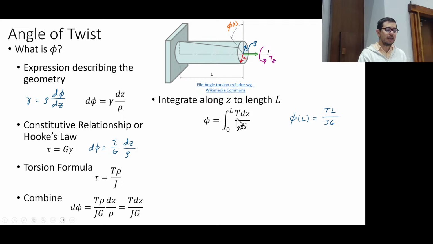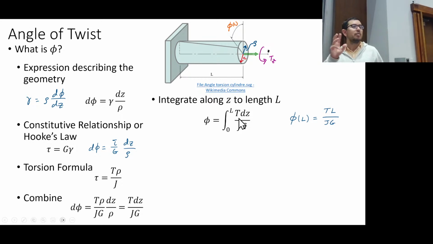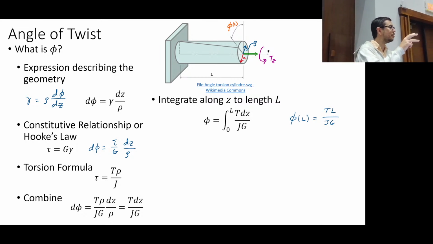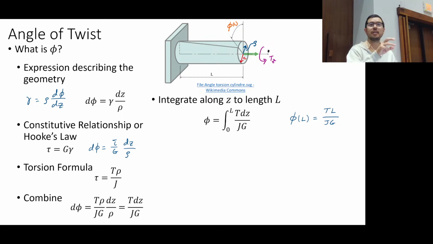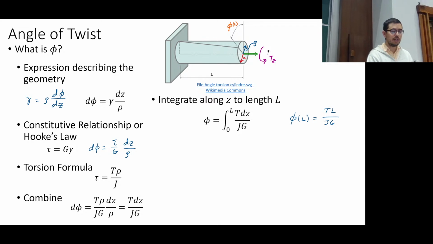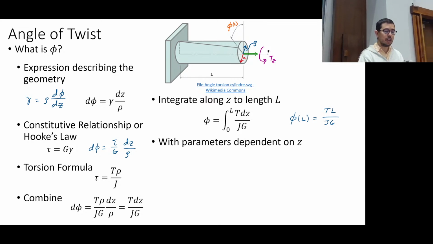Once again, we highlight, well, it's a rhetorical question. Is T an internal or external load? It's once again going to be the internal torque. But it's, of course, related to the external torques that are being applied to the system. So it's very analogous to PL over EA.